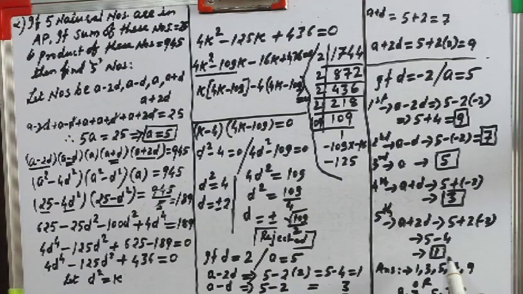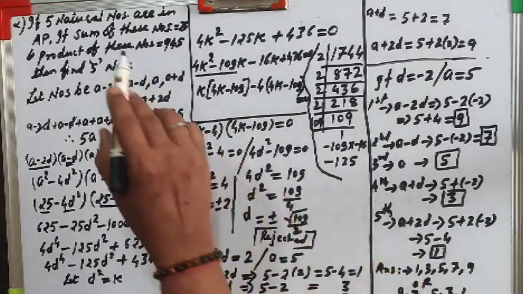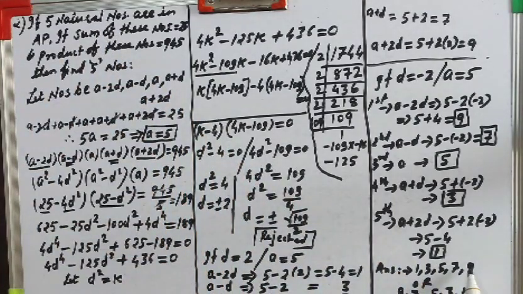If you check this condition, if you add the numbers, you will get 25. And when you multiply them, you will get 945. Similarly for the second set, only the order is different. They are written in a different order, but the numbers are the same: 1, 3, 5, 7, 9 or 9, 7, 5, 3, 1.